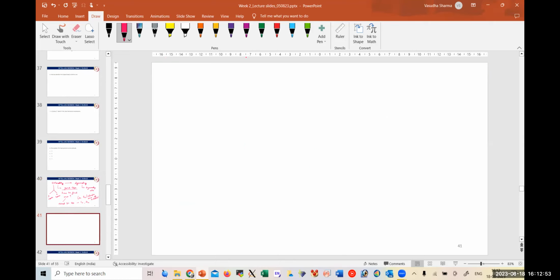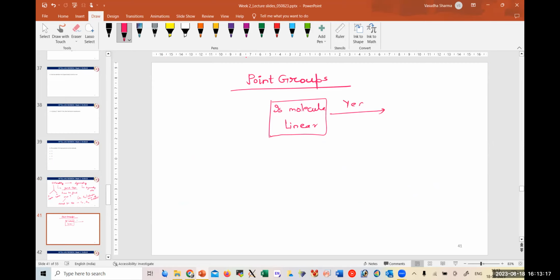Then we also talked about how to find out the point groups. I will just give you a brief. Firstly, we need to check whether the molecule is linear. If yes, then it goes to two categories, whether it is having an inversion center. If yes, then it's D infinity h. If no, then it's C infinity v. That comes under linear molecules.